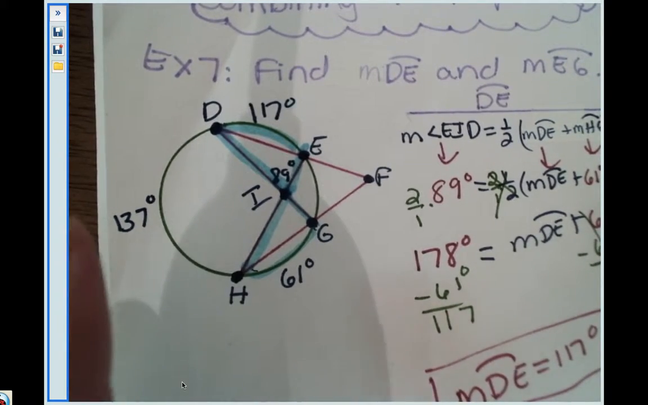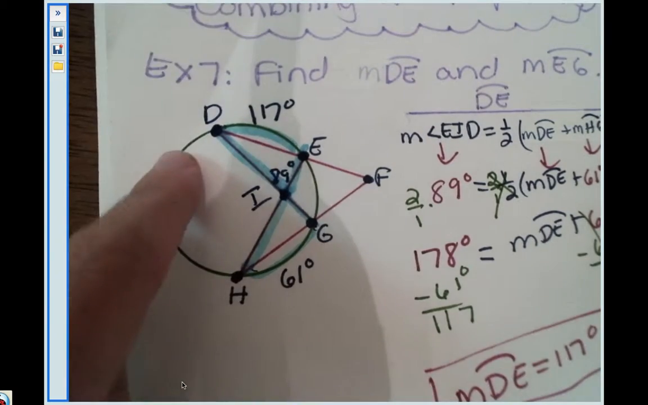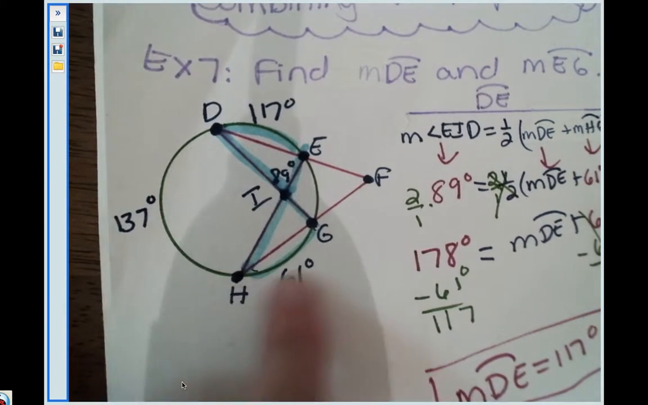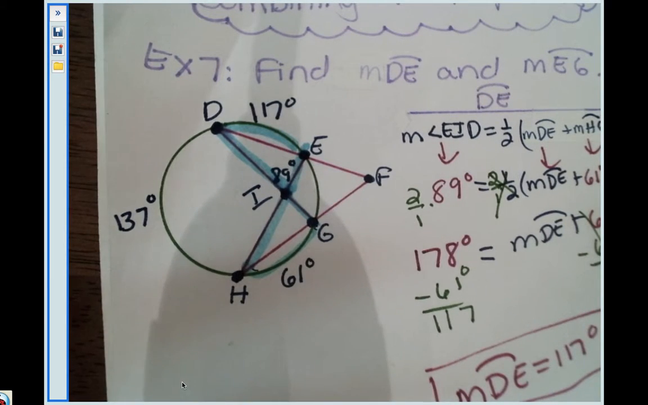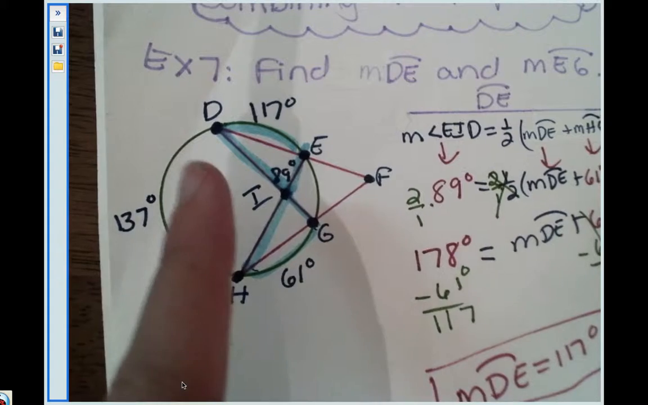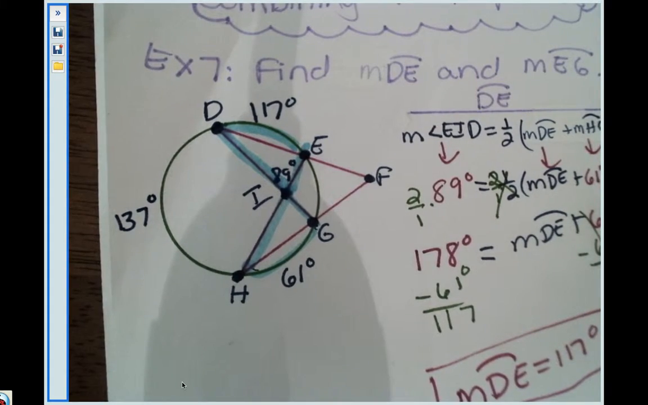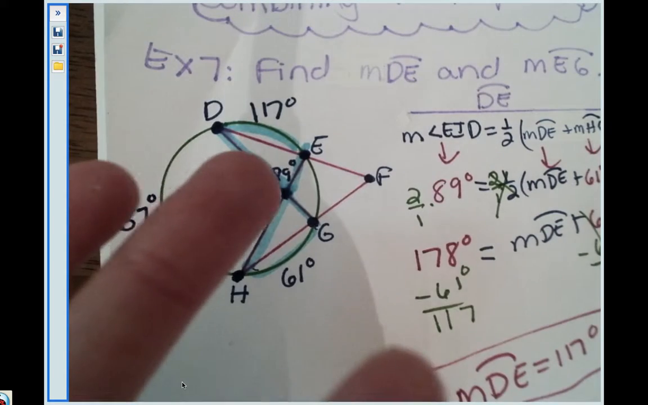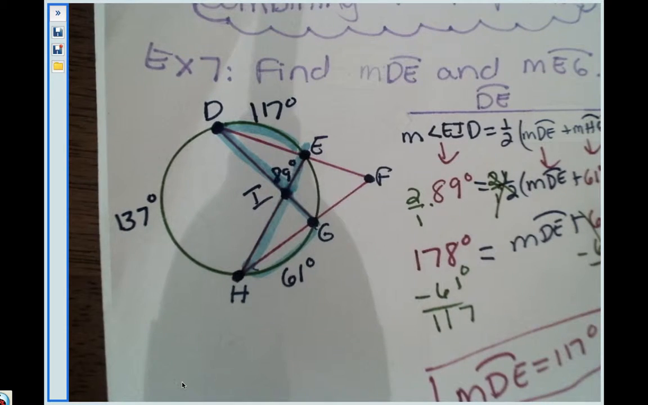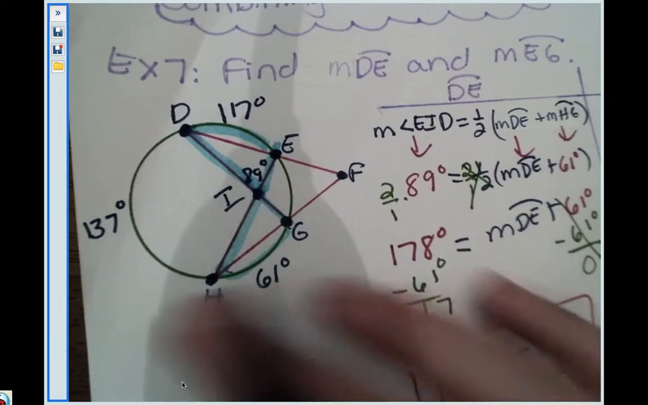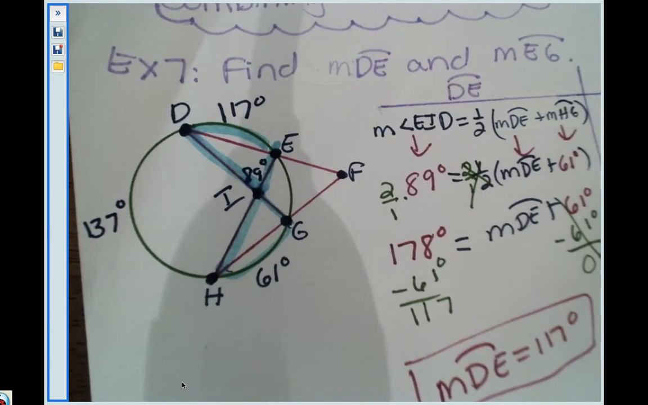Probably the fastest way to do it. Currently, I know every single arc in my circle except EG. So what do all the arcs add up to be in the circle? Yes, they do, my super smart student. They all add up to 360. So technically, if I added up all my arcs and subtracted them from 360, I would get EG. I'm going to show you how to do that. I'm also going to show you another way using those nifty properties that we went over in the Prezi.